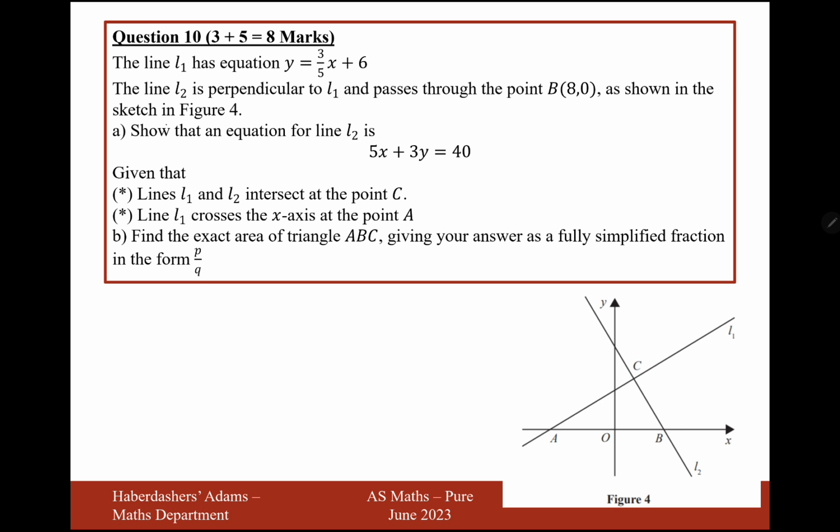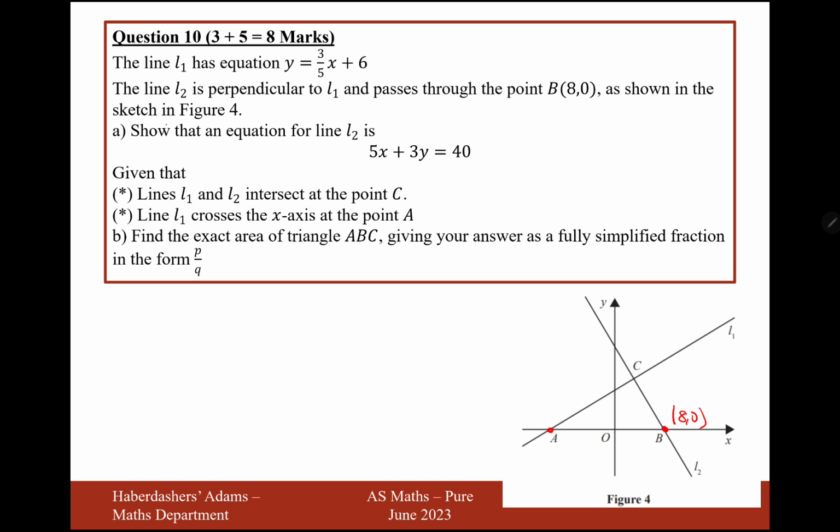Let's move on to part B. Given that L1 and L2 intersect at C and L1 crosses the x-axis at A, find the exact area of triangle ABC, giving your answer as a fully simplified fraction in the form p over q. So we know that this coordinate here is (8, 0). Let's try and work out these two other coordinates.